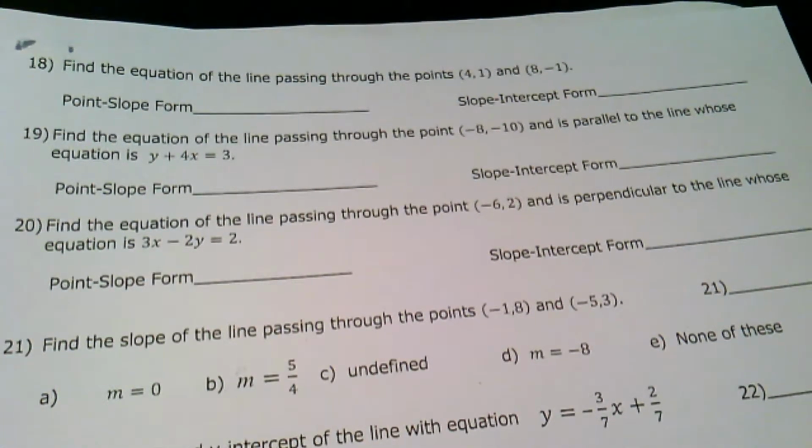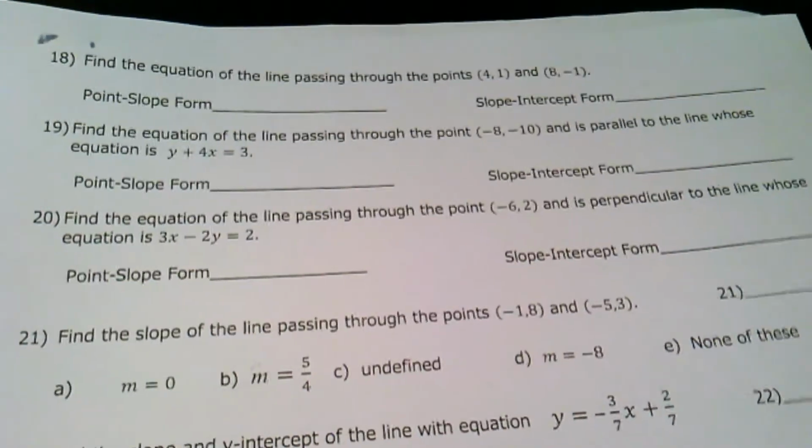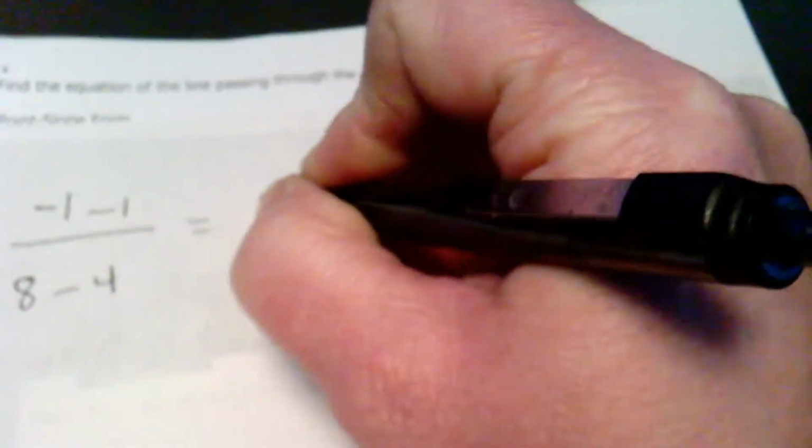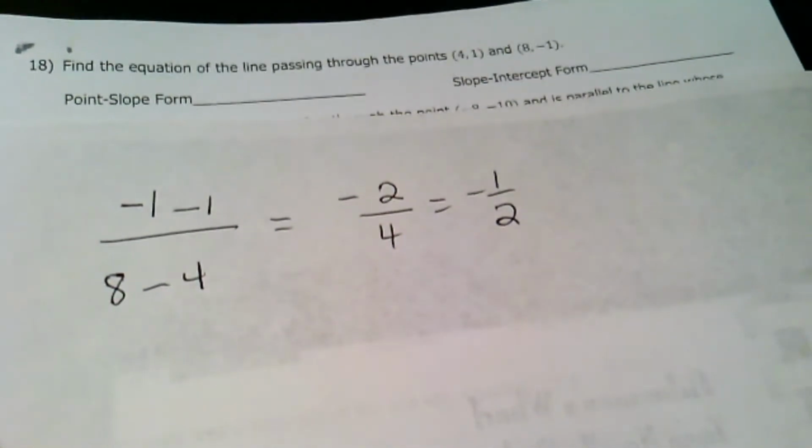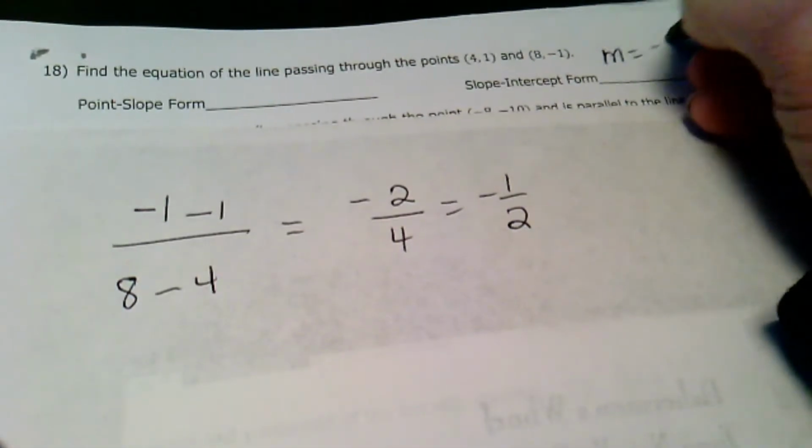Alright, last page. Number 18, find the equation of the line passing through the points 4, 1 and 8, negative 1. So we always need a point, we always need a slope. Well, they gave us 2 points, but they didn't give us the slope. But if you have 2 points, you can always find the slope. So let's do that first. We have negative 1, take away 1, over 8, take away 4. So our slope is negative a half. So I'm going to write this here for myself.